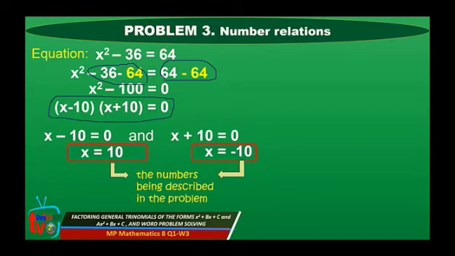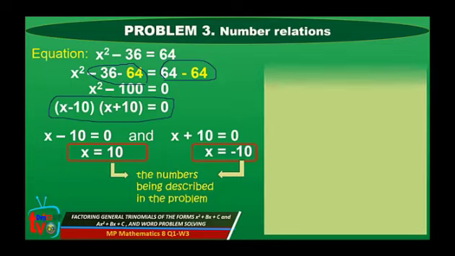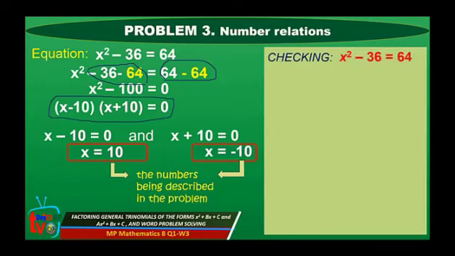In here, we can accept both the positive and the negative values because we are talking about numbers and not measures. To check if your answers are correct, we substitute the solved values of x to the given equation. If the left and the right side of the equations are equal, then the answers are correct.